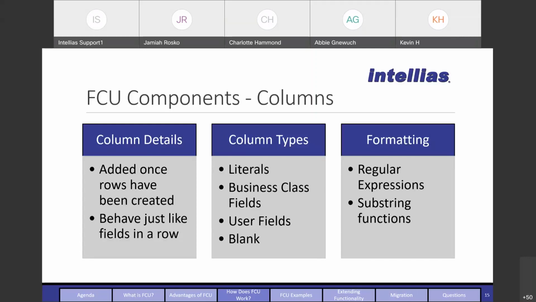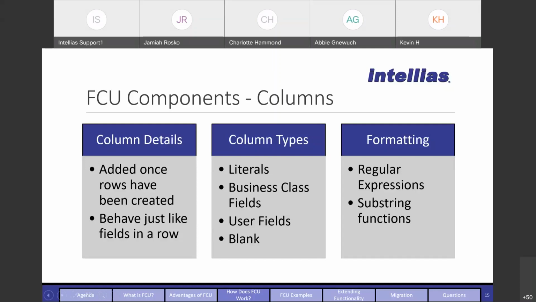And you can start creating these columns as soon as you have created rows. So you'll click into a row within the FCU setup and then create columns for each row. Once you start creating columns, you have a few options for the column types. You can create literals. So if you want to hard code a literal string or literal value, you can do that. You can also pull any business class fields or user fields. So any system delivered data or anything that's user defined, you can pull out into these columns. And then you can also pull blank fields if you just need some spacing in your file.